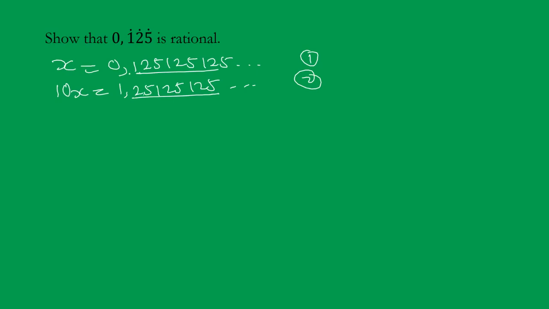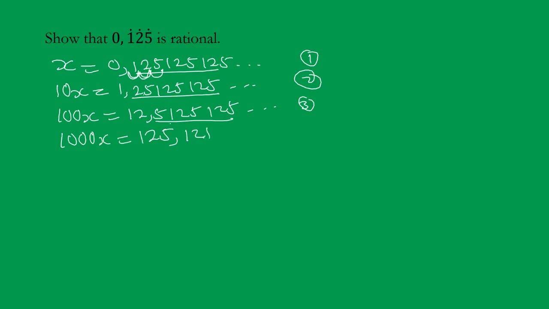Let's multiply by 100. 100, the comma will move 1, 2. So it's going to be 100x is equal to 12,5, 125, 125. It goes on like that. That's equation 3. Again, the decimals after the comma are not the same. Okay, let's multiply by 1000. 1000, the comma will move 1, 2, 3. So it's going to be 1000x is equal to 125, 125, 125, 125 like that. So that's equation 4.